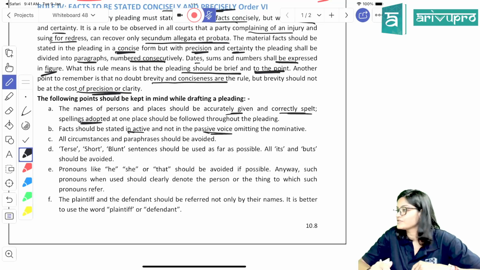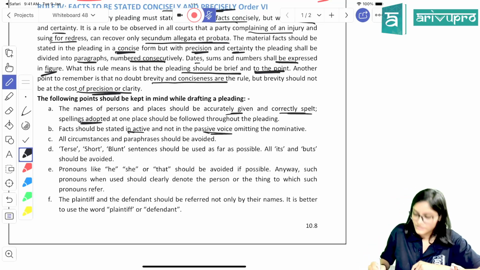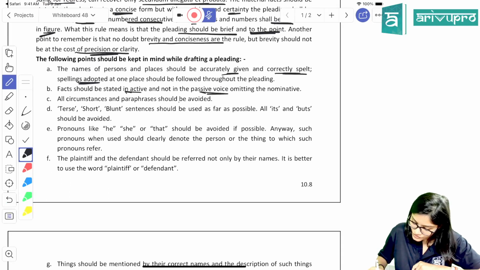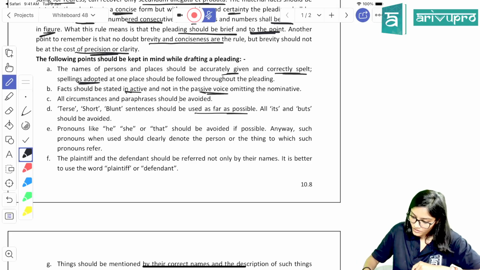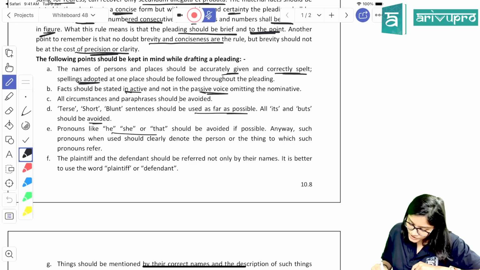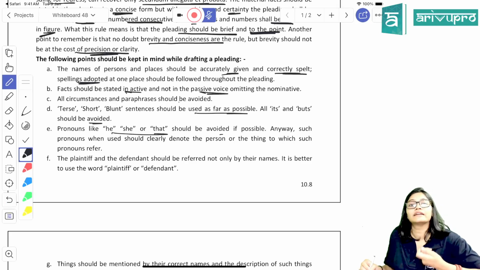Ma'am, before also we have studied this when we make the drafting. All circumstances and paraphrases should be avoided. Terse, short, blunt sentences should be used as far as possible. All ifs and buts should be avoided. Pronouns like he, she, that should be avoided because that may create confusion.